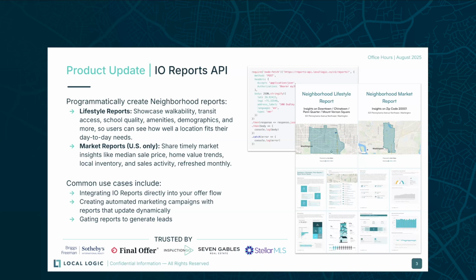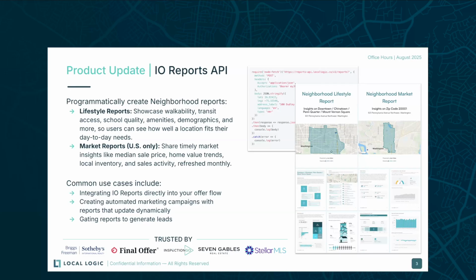This gives you the opportunity to integrate IO reports directly into things like your offer flow. You can send out IO reports as part of your deal flow and offer flow to your customers as you near the transaction. You can set up automated drip campaigns, so you can send out, for example, a market report to your prospect list every week or every month. And remember, the URL is always live, so every time someone clicks on it, even if they click the same report each week, they always get the latest and greatest information. You can drop that dynamically updating report directly into your email campaign.